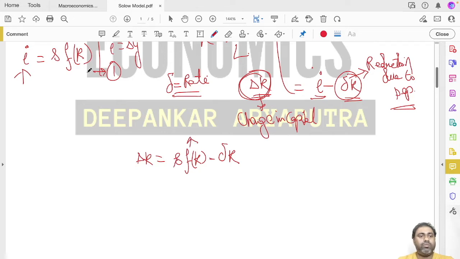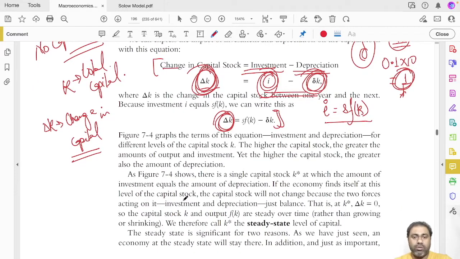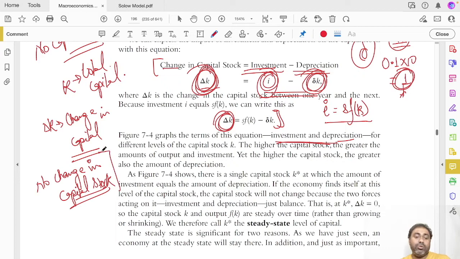Why s f(k)? Because we know from this that the saving rate into total output is your investment. So this is an important equation. Why important? What does this equation show? There is a relationship between investment and depreciation. We want to reach a point where there is no change in capital stock. And when there is no change in capital stock, we say that we have reached the steady state level of capital. Okay.